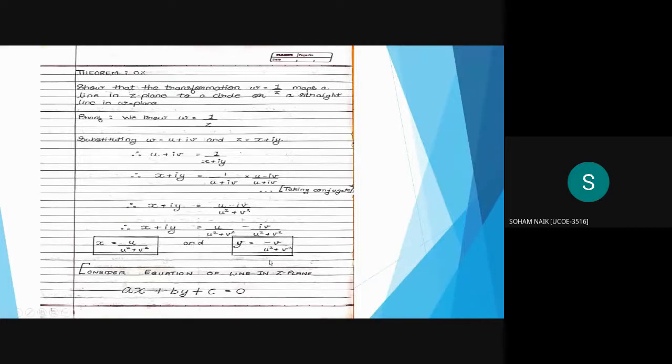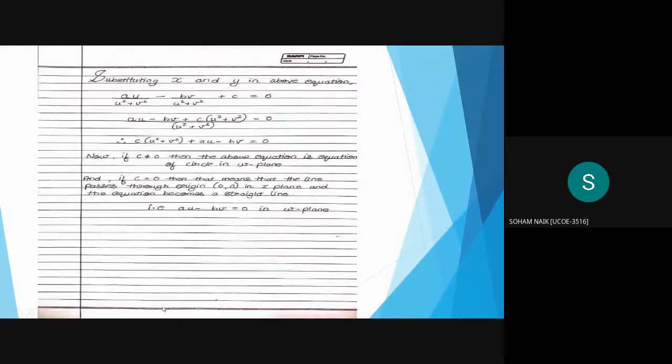Now we know that the equation of the line in Z plane is ax plus by plus c is equal to 0. Next slide, please. Therefore, substituting the values of x and y in the above equation, we get au upon u square plus v square minus bv upon u square plus v square plus c is equal to 0. Now, if we take the LCM throughout, we get au minus bv plus c into u square plus v square, full upon u square plus v square, is equal to 0. Therefore, c into u square plus v square plus au minus bv is equal to 0.